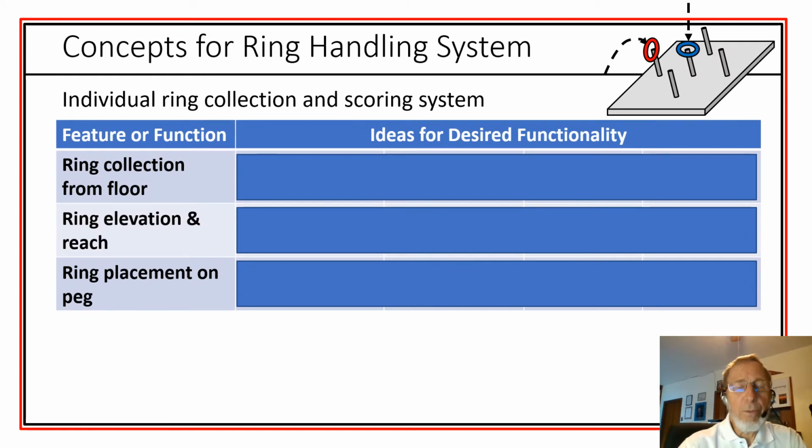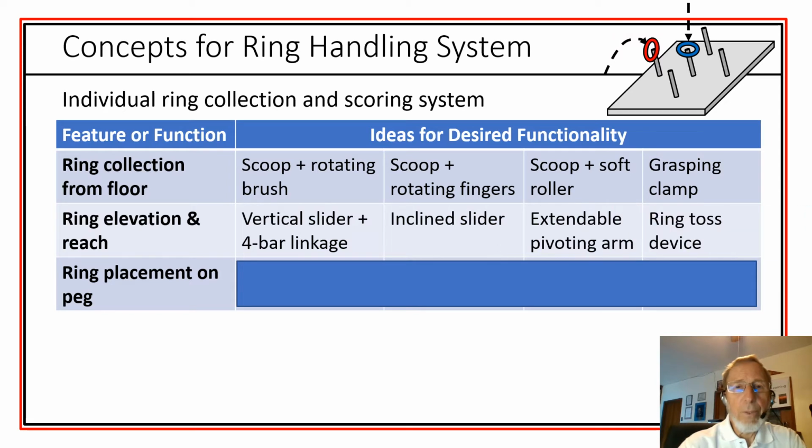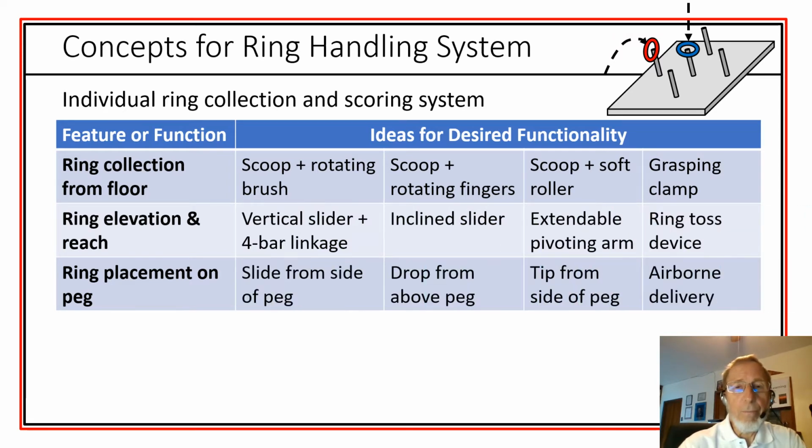We identify the features or functions that are important for this system. Here we have three. One, ring collection from the floor. The second is to then elevate and reach in order to position the ring appropriately near the peg. And finally, the ring placement onto the peg. So you identify the functions and then list the ideas that have been identified that have potential for being effective for ring collection, for the ring elevation and reach, and for the ring placement on the peg.